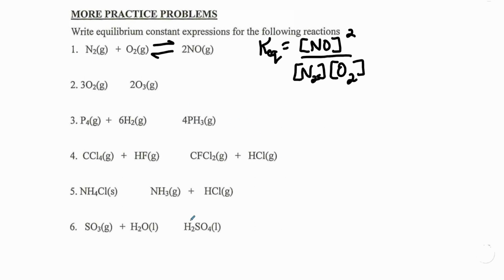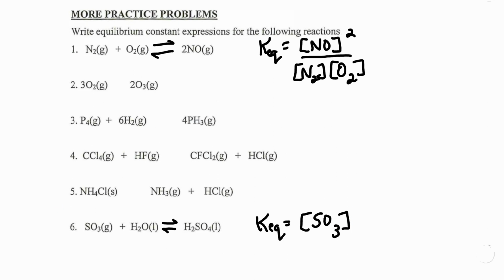Now I'm going to skip down to this one here because it's a little different, and show you. We've got liquid, liquid, gas. So you're not going to include the liquids. Now you don't write this as a fraction. If there is only one concentration involved, you would just simply write it like this.